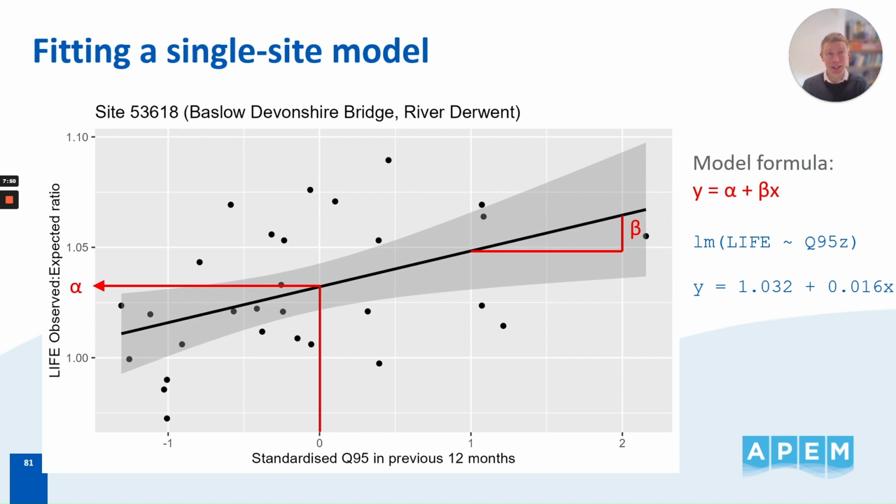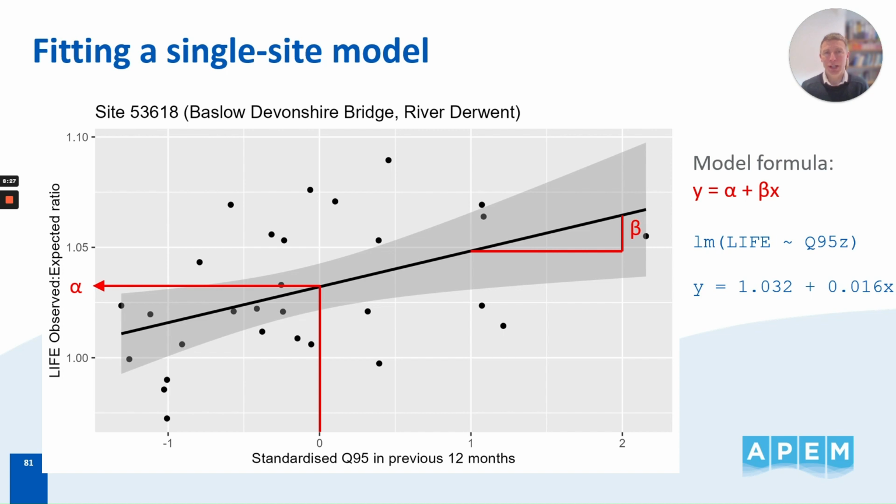So now you can see that the Q95 values are on the horizontal axis at the bottom, and the LIFE OE ratios indicating the health of the macroinvertebrate community are on the vertical axis. Each black point represents a particular point in time when we have a macroinvertebrate sample, and it tells us what the Q95 flows were like in the 12 months prior to that invertebrate sample being taken. So it provides a measure of the antecedent flow conditions that those invertebrates have experienced prior to that sample being collected.